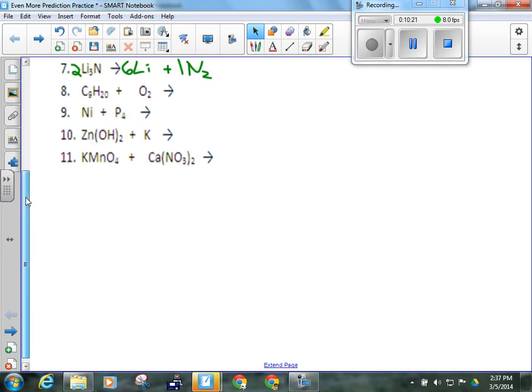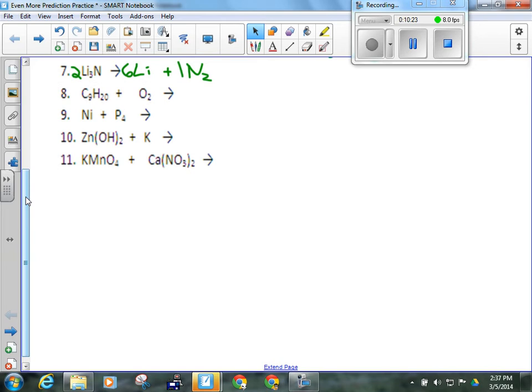Okay, so for number 8, I've got carbon and hydrogen reacting with oxygen. What kind of reaction? Combustion, right? Okay, so we know the products are always CO2 and water. We balance alphabetically. The rule of 2 does not apply because 9 is an odd number, right? So 9 carbons, 20 hydrogens, 10 times 2 is 20. 9 times 2 oxygens is 18, plus 10 more is 28. 14 times 2 is 28.